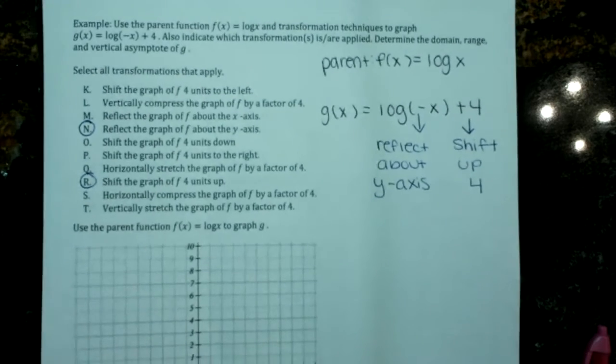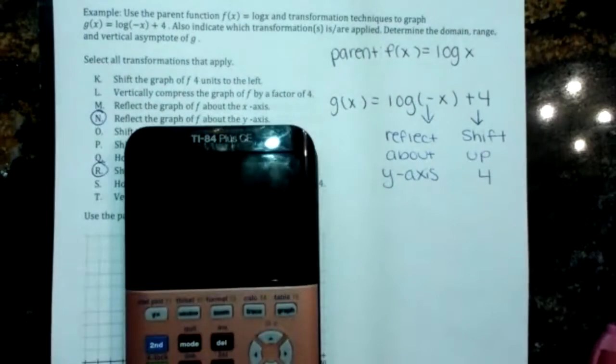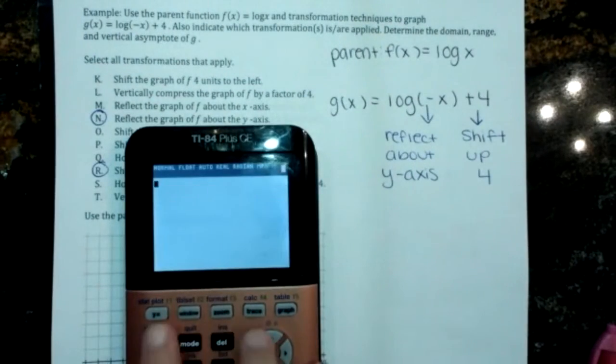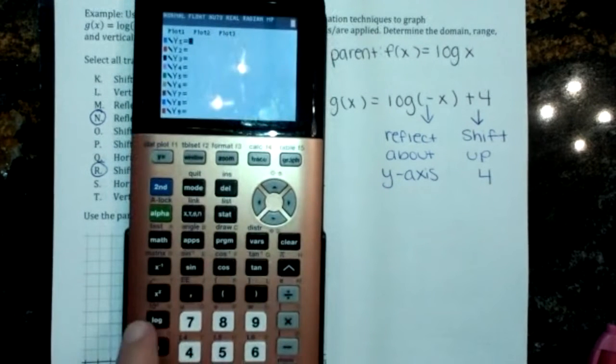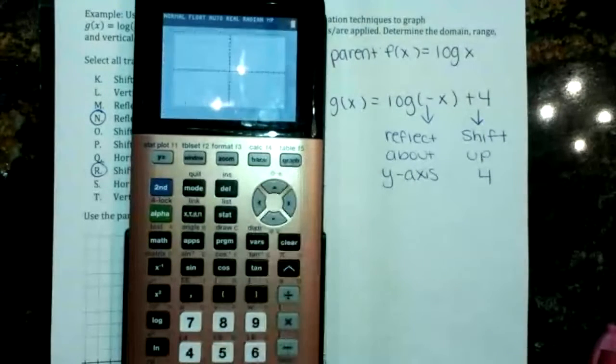We can plug this one into our calculator. So y equals log, which is right here next to 7, of negative x, closing my parentheses, plus 4. Everyone should look like this. Make sure you close your parentheses because it's all we're taking the log of, just like in the problem. Pressing graph. This makes sense.